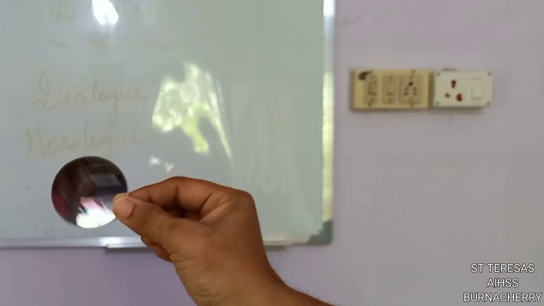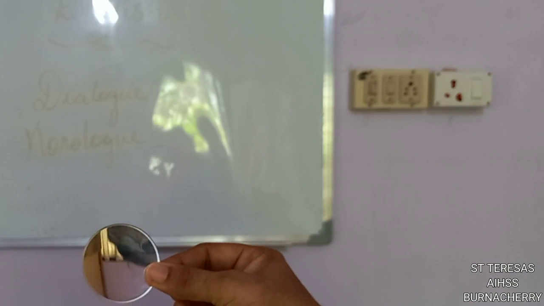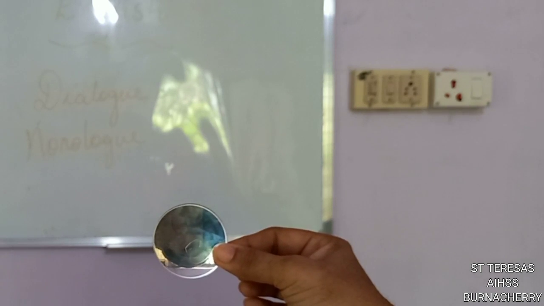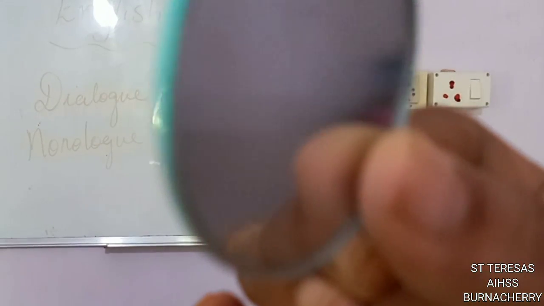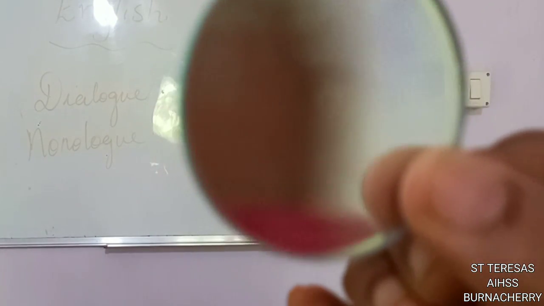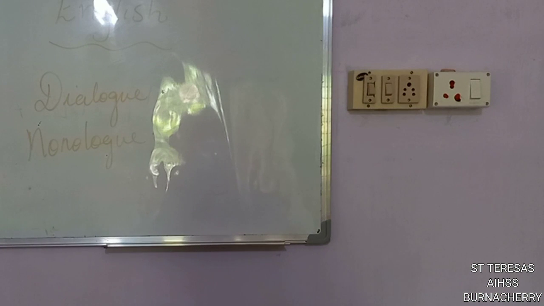Now if I hold it very far away, you can get an inverted image. Here you can see I am upside down. When I keep it very far, you can get an inverted image. But when I bring it very close, you will get a zoomed image of me and I will be bigger than the normal size.